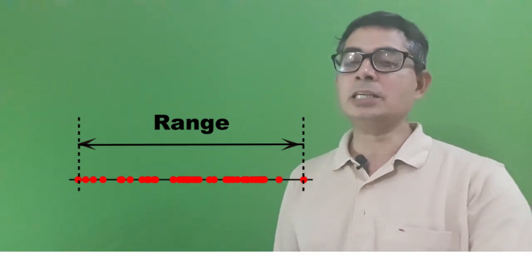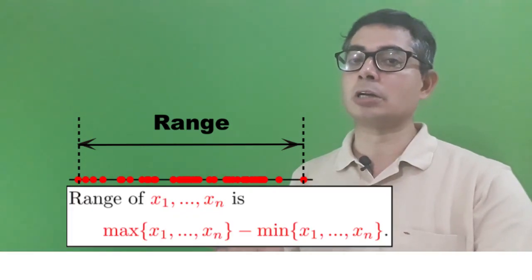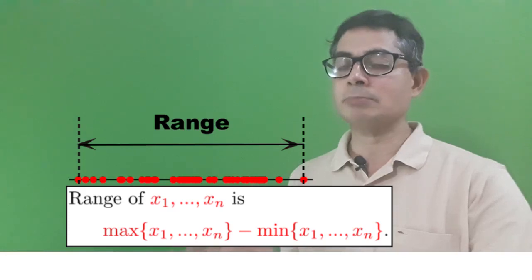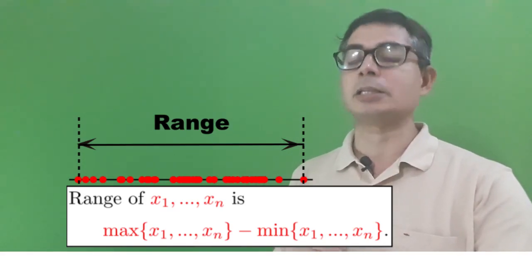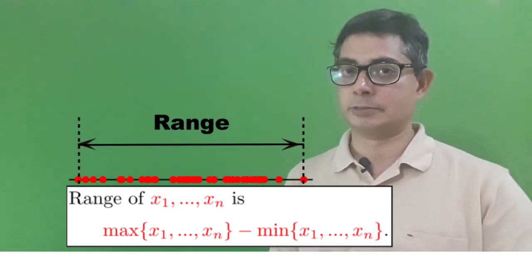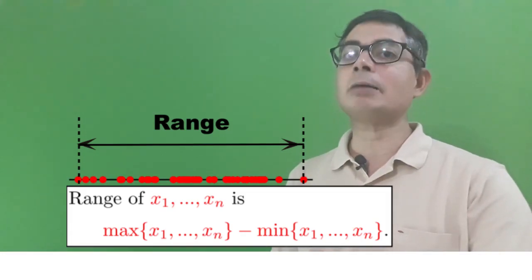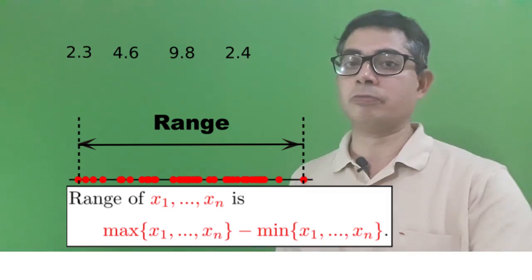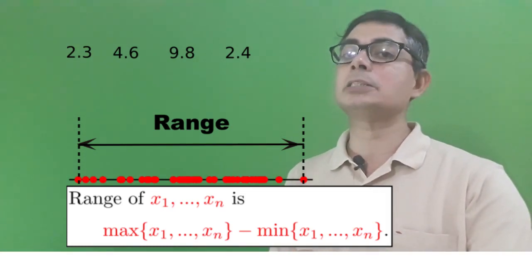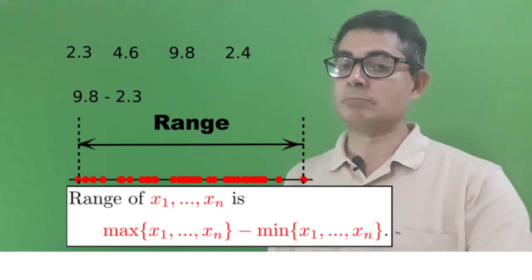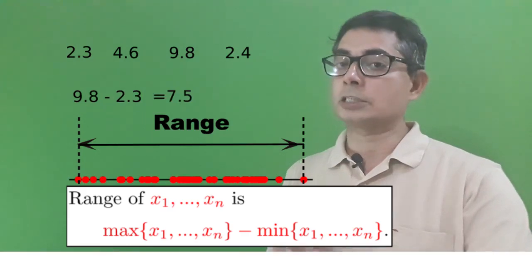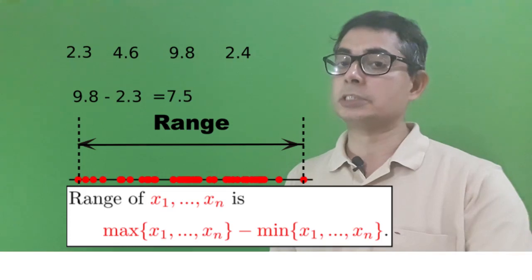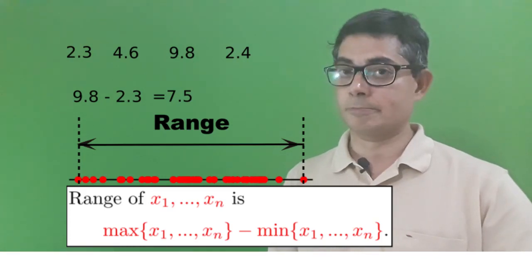More mathematically, if the values are x1 to xn, then the range is defined as the maximum of the xi's minus the minimum of the xi's. For example, if the numbers are 2.3, 4.6, 9.8 and 2.4, then the minimum is 2.3 and the maximum is 9.8. So the range is 9.8 minus 2.3, which is 7.5.